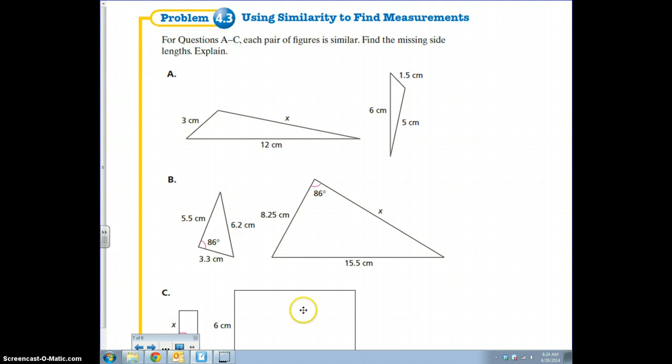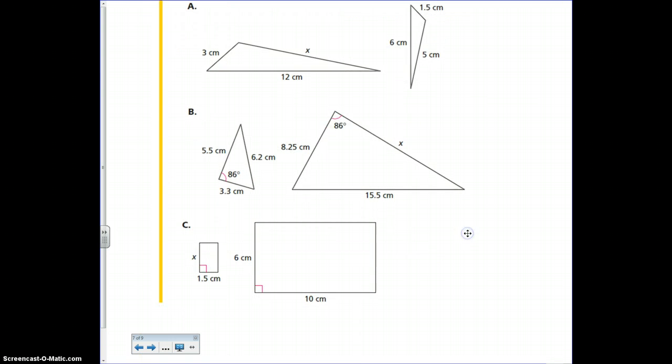For questions A through C, each pair of figures is similar. They're telling you they're similar. Remember to look and see if they have been rotated. Compare long to long, short to short. Find the missing side lengths. So for A, you're finding X, B, you're finding X, C, you're finding X.